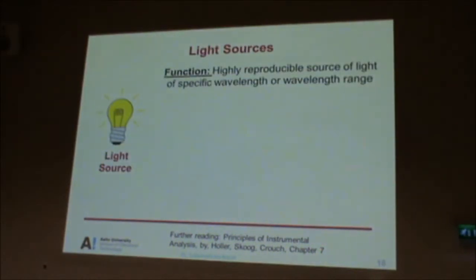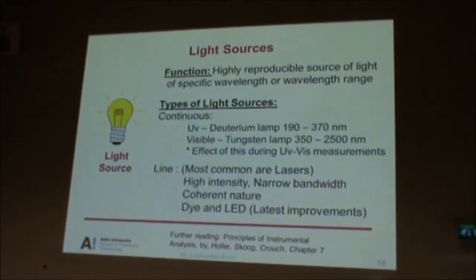The function of the source of light is to produce a highly reproducible source of a specific wavelength. You have all kinds of sources, which can be classified as follows. One is continuous, which produces a wide range of wavelengths. For example, some of our spectroscopic methods need UV light. We get UV light from a deuterium lamp, which produces from 190 to 370 nanometers. And if you need visible light, then you need a tungsten lamp.